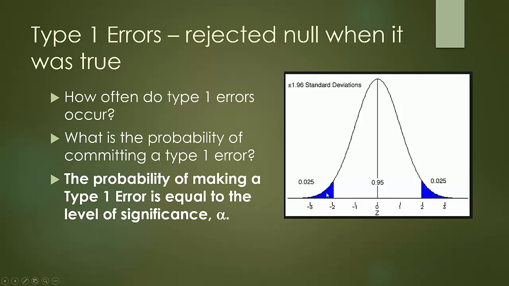So in the picture, this is when alpha is 5%, 0.05. But if I did a test with 99% confidence, then alpha would be 1% or 0.01. And so the chance of committing a type 1 error would be 0.01. So it's really easy to calculate the probability of committing a type 1 error, because that's equal to the significance level, which we always set before we even run the test.